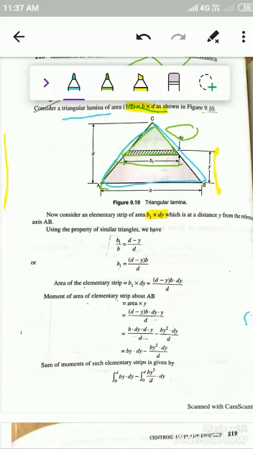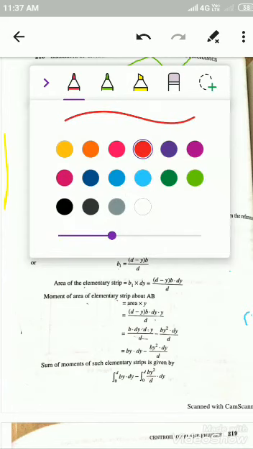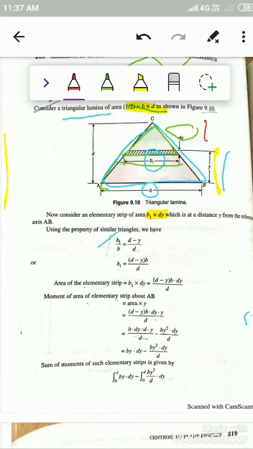By applying the similar triangle property to these two triangles, b1 divided by b is equal to this distance, that is d minus y, divided by the total distance d. Just apply the similar triangle property here. From this equation you can calculate the b1 value.